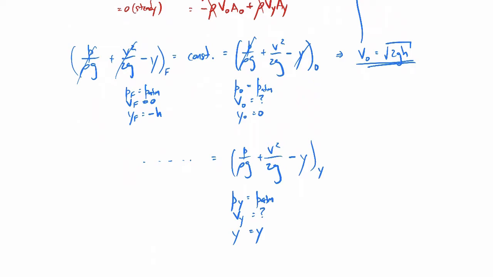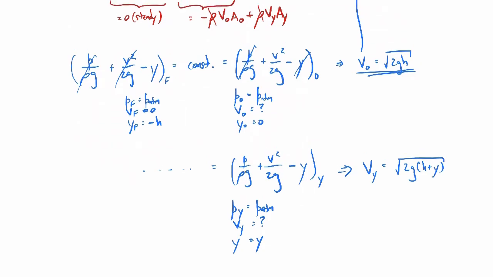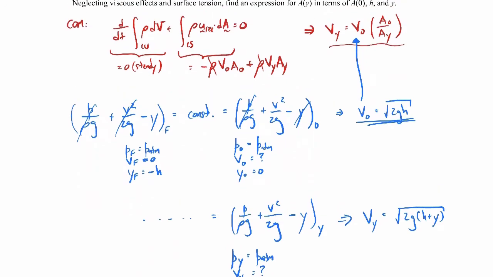So again, if we simplify Bernoulli's equation here, the pressure terms will cancel out. The velocity at point F is still 0. We still have minus h there. What we'll end up getting is V sub y is equal to the square root of 2g(h plus y). So that's what that'll simplify to. So we can take that and substitute it in right up there. And then if we do that and do some rearranging, we can solve for A sub y.